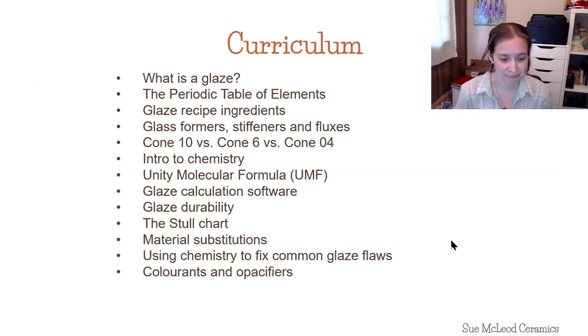And then colorants and opacifiers. After we've studied all the chemistry of glazes without colorants, I'm going to show you how the chemistry of the base glaze affects how the colorants turn out. So copper could turn out blue or green or turquoise or somewhere in between, depending on the UMF of the glaze, and it actually depends on which fluxes are used in the glaze and some other things. So we're going to talk about all of that.